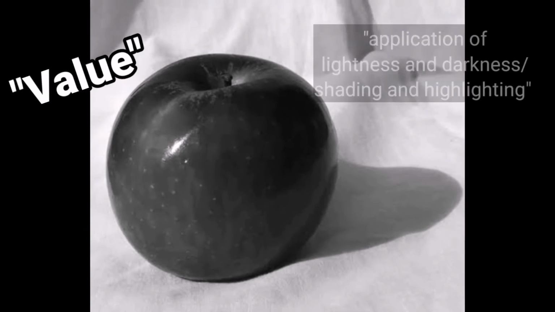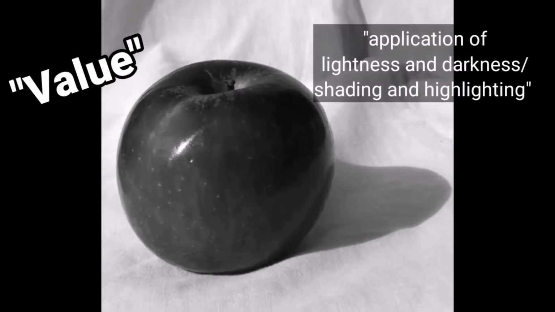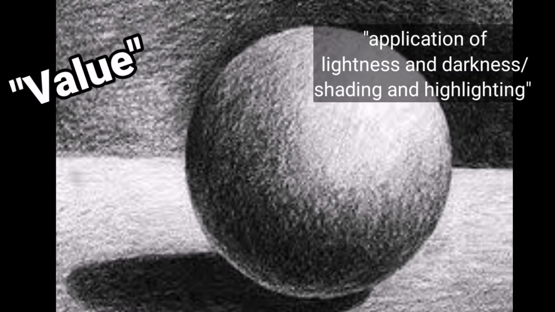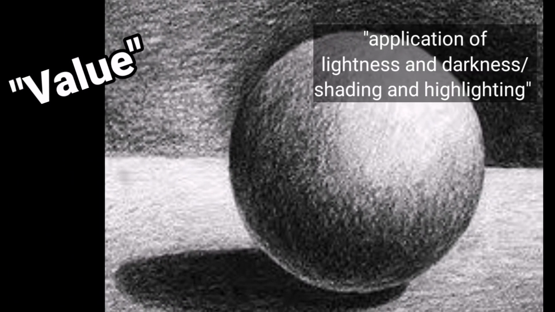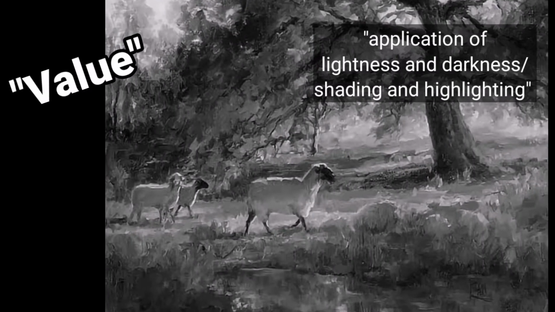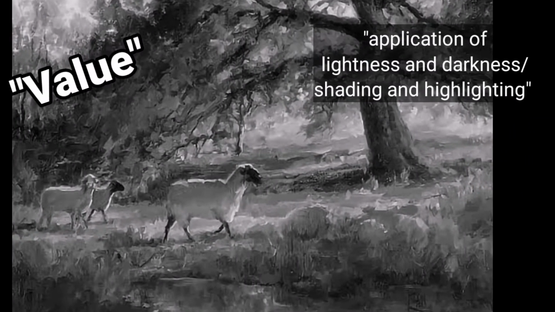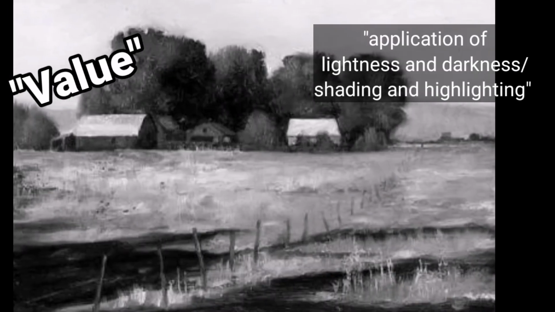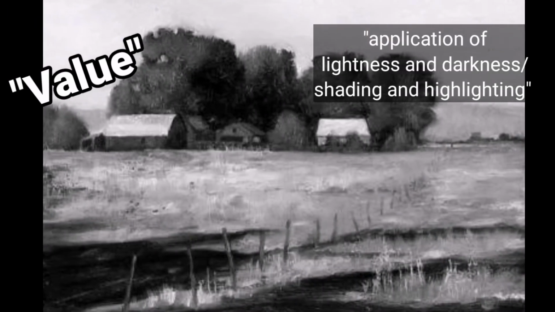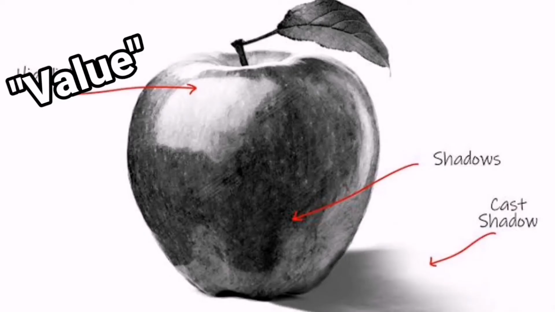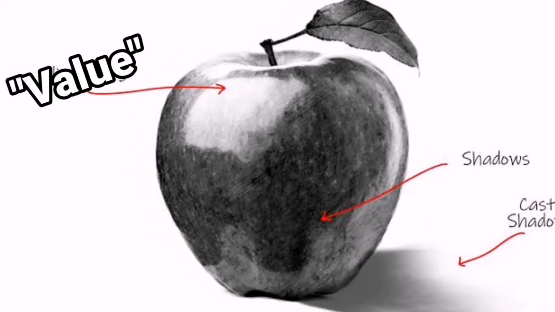This is the application of lightness and darkness of color, shading and highlighting in an artwork. Value is the lightness or darkness in color. The lightest value is white and the darkest value is black. The difference between values is contrast. You can study the use of value in monochromatic or black and white pieces of art.